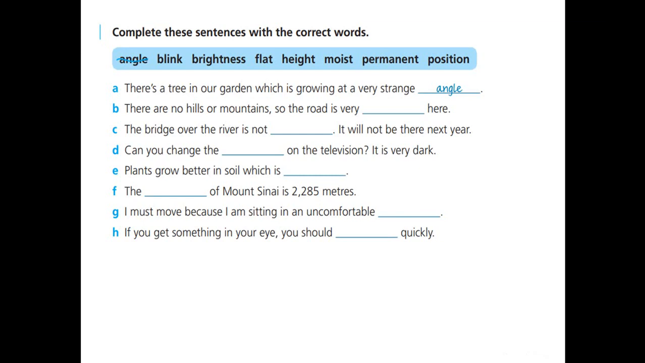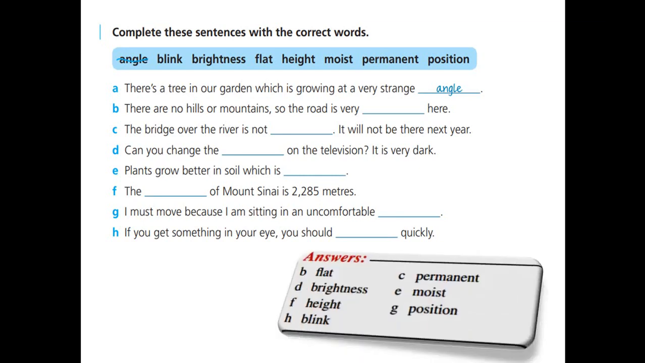Number G, I must move because I'm sitting in an uncomfortable position. Okay, and finally number H, if you get something in your eyes, you should what quickly? You should blink quickly. So here are the answers.